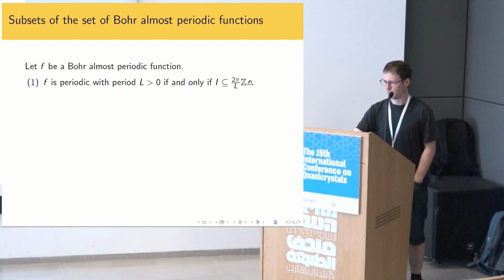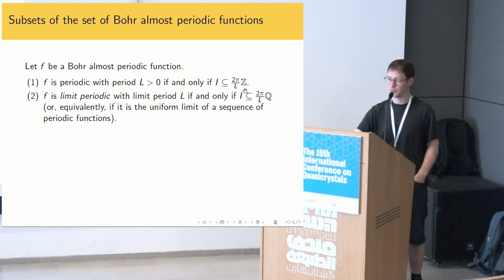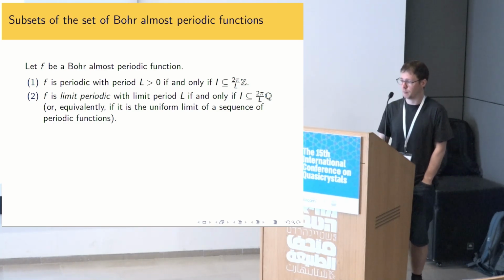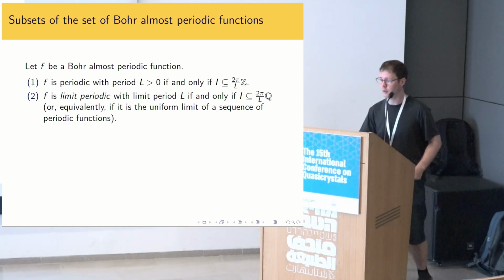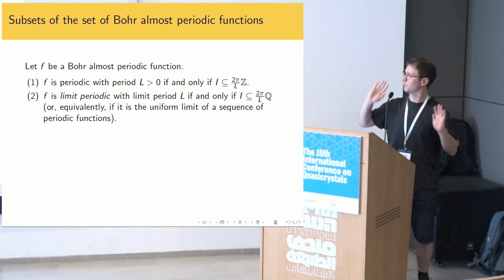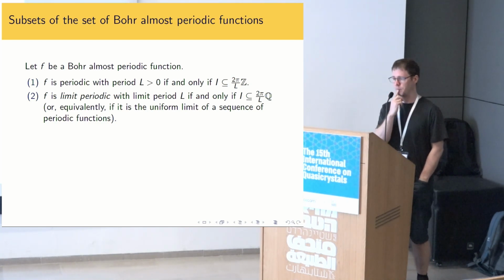And if we are not exactly in this case, but close, so if the set I is a subset of 2 pi divided by L times Q, so we allow rational numbers here, then such functions are called limit periodic. Many of you will think, wait, isn't limit periodic defined differently? Well, it is actually equivalent. It is equivalent to saying this is a uniform limit of a sequence of periodic functions. Both are the same.